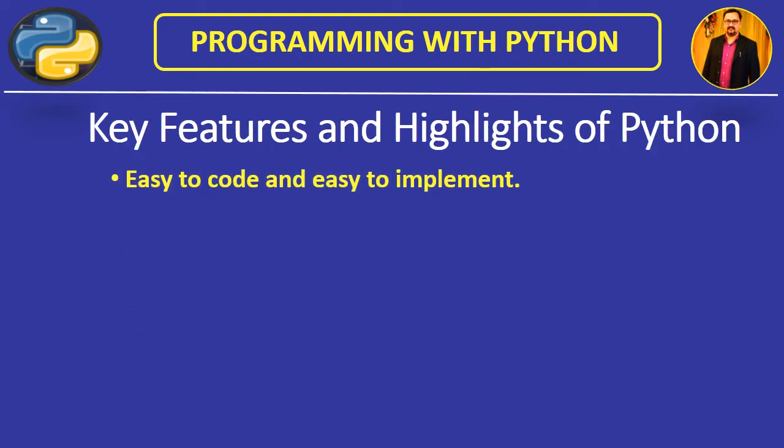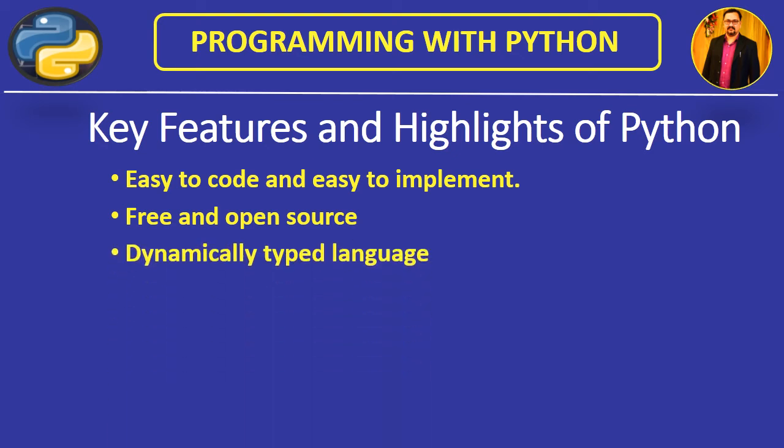the first thing is it is easy to code and easy to implement. Working with Python is very easy. It is free and open source. The language is freely available. You don't require any license. It is dynamically typed language. Dynamically typed means when we create a program in other languages, we need to declare variables and their data types in advance. But in Python, we don't need to declare. The variable will be automatically declared as per the value given to it.